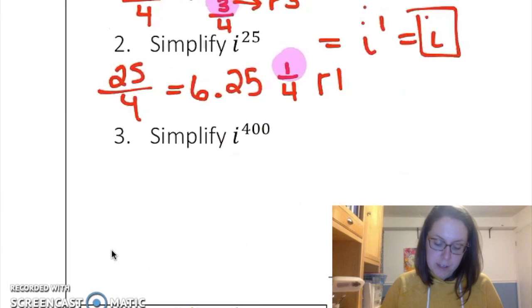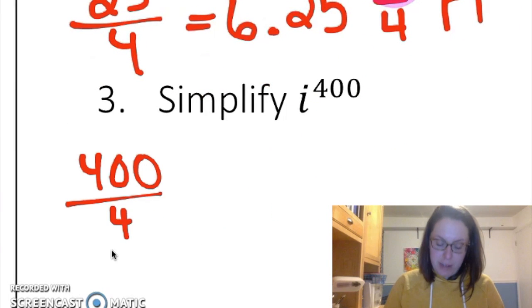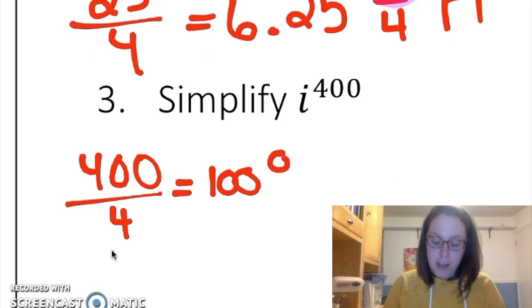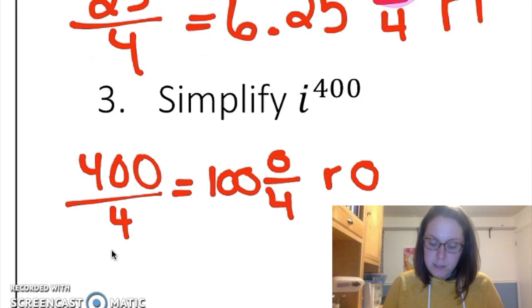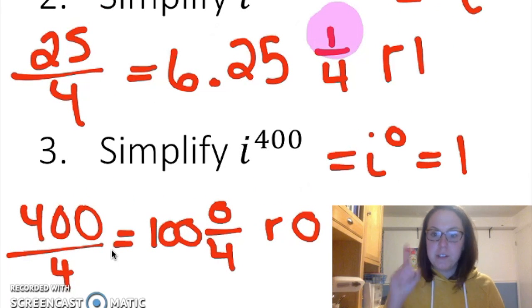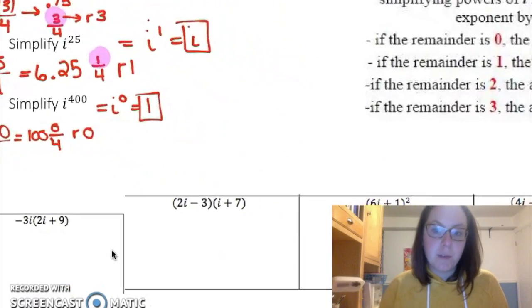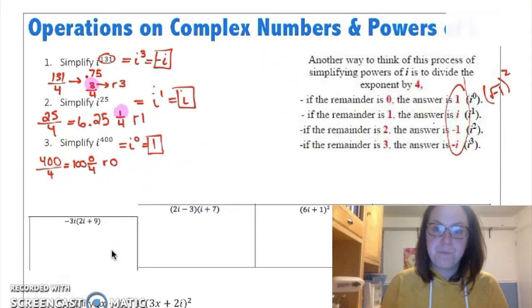Now this one: 400 over 4. I already know where this is going. This is just 100 with none left over, remainder 0. So this is equivalent to i to the 0, which is just 1. So again, it's just cycles. Look at your remainder and go from there.